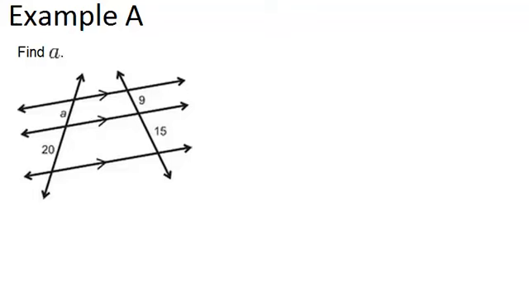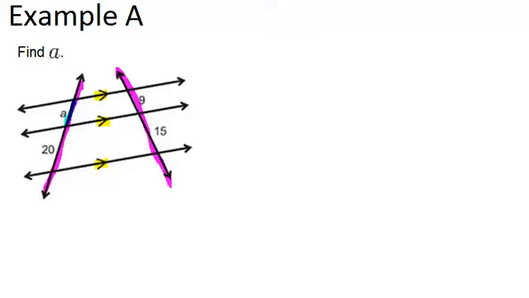In this video, we will look at a few examples to practice working with properties of parallel lines and transversals. So in example A, we're asked to find A, which is the length of this little segment. Notice that we have three lines that are marked as being parallel that are intersected by two transversals, which are any lines that just cross another line.